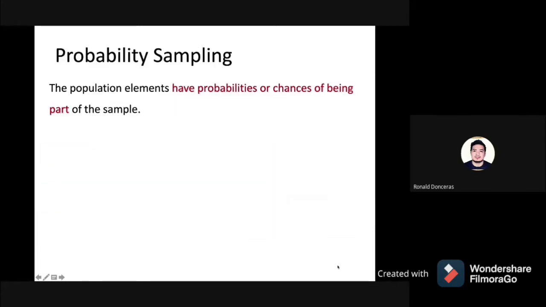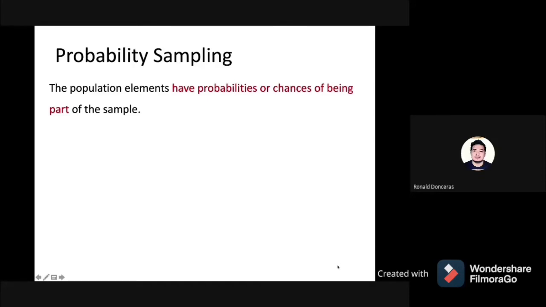So the population element have probabilities or chances of being part of the sample. Ito yung basic principle sa probability sampling, that every element in the totality has the chance of being part of the sample. Okay? For example, dyan sa Rizal National Science High School in Binangonan, Rizal, halimbawa gusto kong aralin ang perception ng mga teachers towards online learning, flexible learning. So magkakandak ako ngayon ng survey, halimbawa.